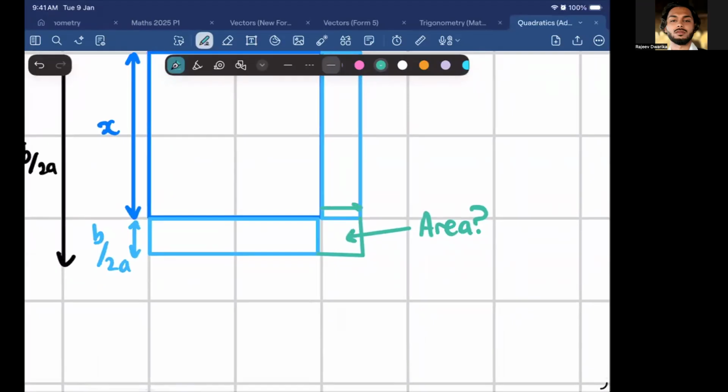Yes, that is it. Because Caleb, what was this dimension again? B over 2a. Right, and Caleb, what is this dimension? B over 2a. Right. So Caleb, if I want to find the area of this square over here, how would I do that?